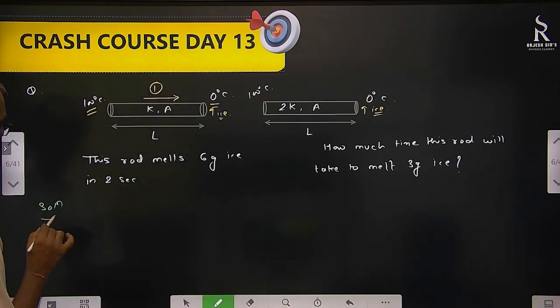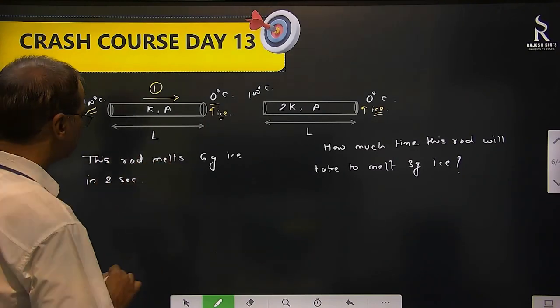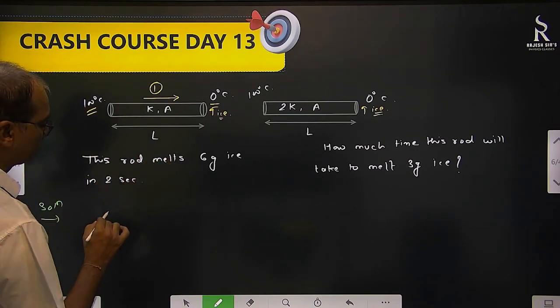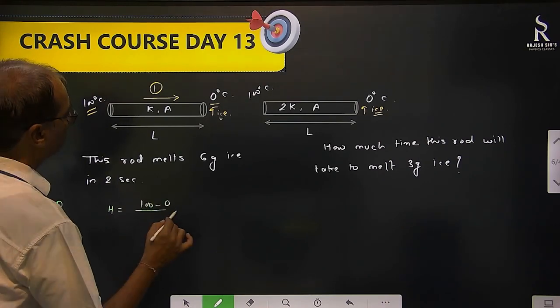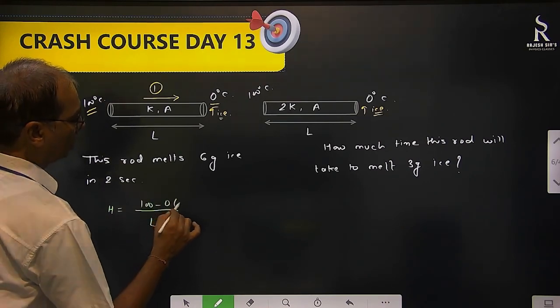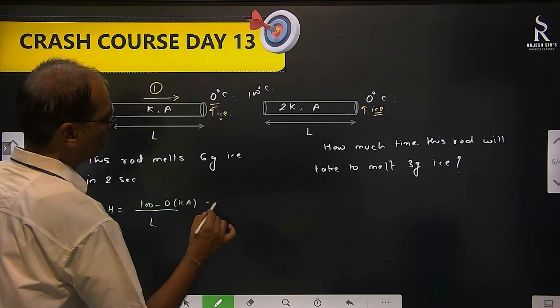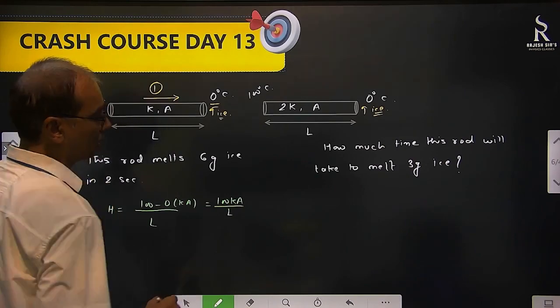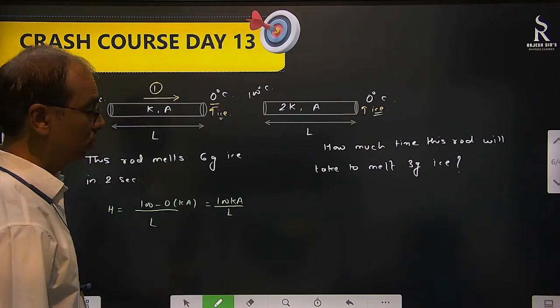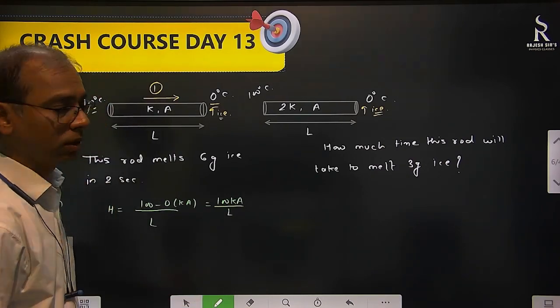So first, for this rod, we are writing how much heat is getting transferred. H is 100 minus 0 by L to Ka, that is 100 Ka by L. This is heat transfer per second. This is power, it's in watt.